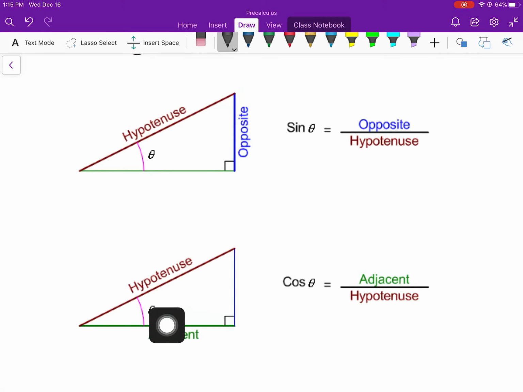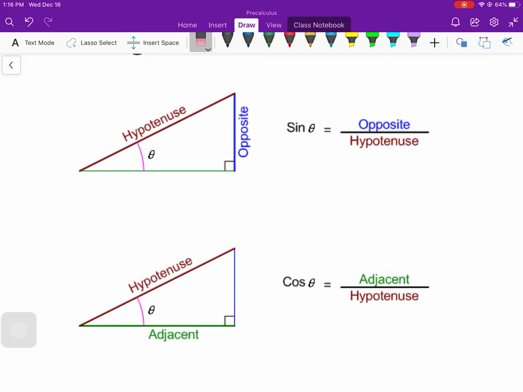Now what's adjacent? Adjacent to theta would be the one next to it. You can trace this angle to the right angle. That would be your adjacent side. Now, what if I decided to make theta here? Then yes, now this becomes the new adjacent side. And this would now be the opposite side if this was our angle theta. That's why we call this the reference angle, because it's in reference to the angle. Opposite and adjacent is always changing depending upon where the angle's at.